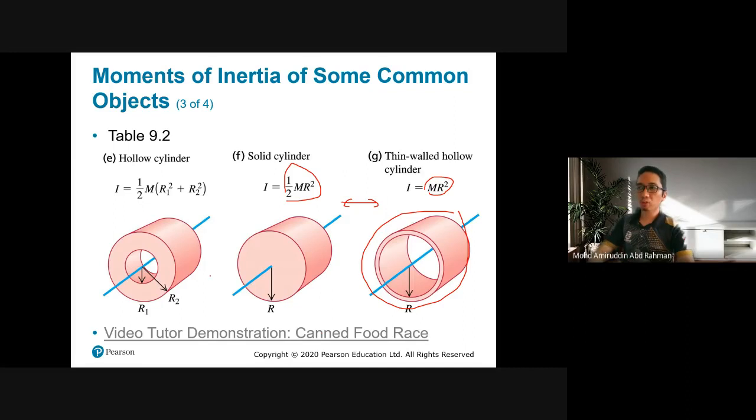So compared to these three, of course, the number one with the highest moment of inertia is this object, and the second one is this one, and the least moment of inertia belongs to the solid cylinder. Okay, let's look at this demonstration.